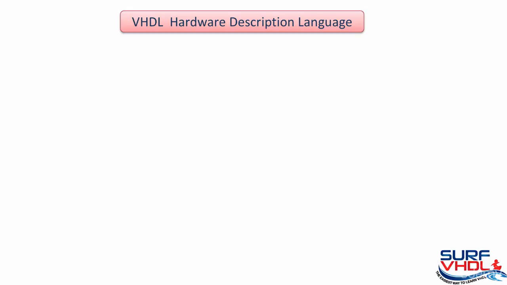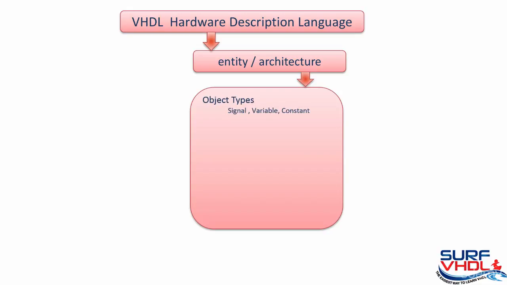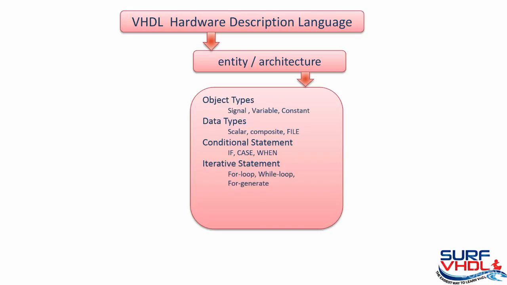board DE0 of Altera. We will introduce the concept of entity architecture pair. Then, the VHDL syntax of object data type, that is signal, variable and constant. The data types, scalar and composite, such as array and record, and file, useful in simulation, of course not used in hardware design. The conditional statement, sequential if and case and concurrent when. The iterative loop statement, for loop and while loop, and the concurrent for generate.